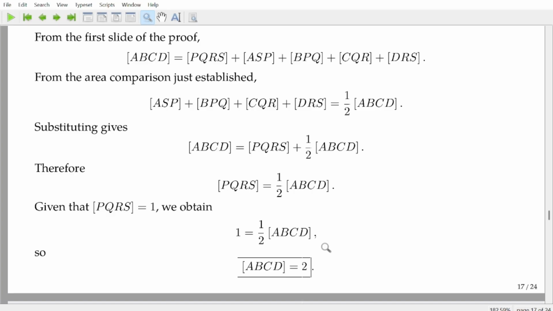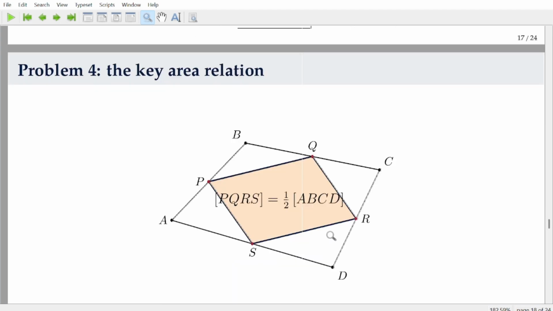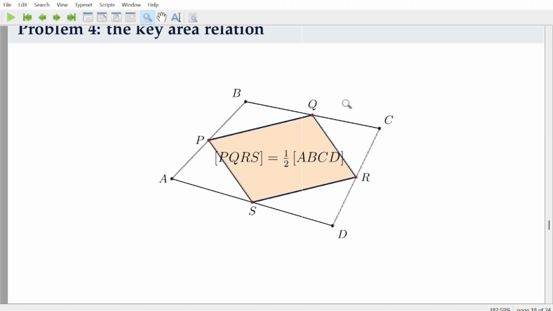So the midpoint quadrilateral in this case has exactly half of the area of the outer convex quadrilateral, and since the inner area is 1, the outer area has to be 2. Okay, and here you go. You can see that entire result here, which is being summarized by saying that the area of this midpoint quadrilateral here is exactly 1/2 of the area of the entire quadrilateral.